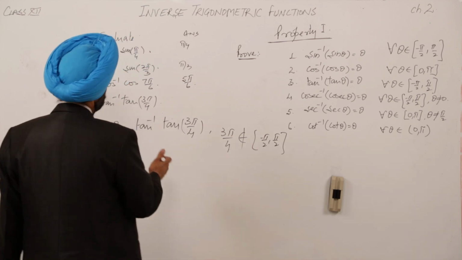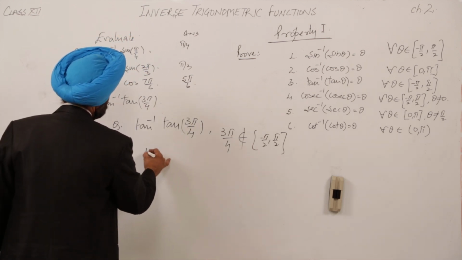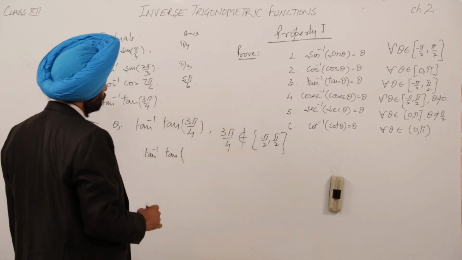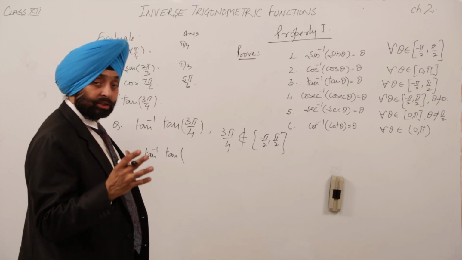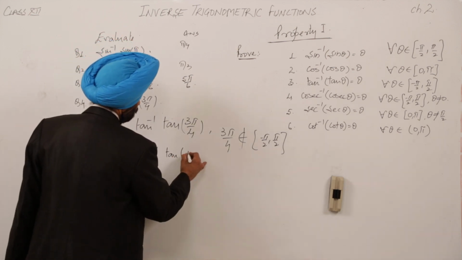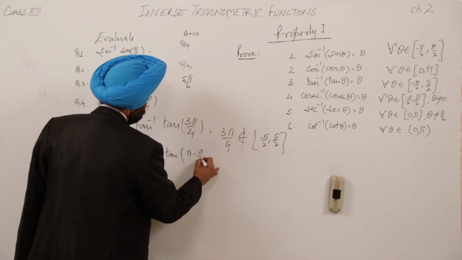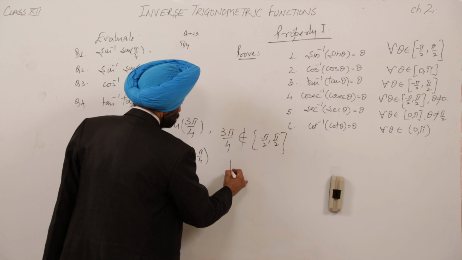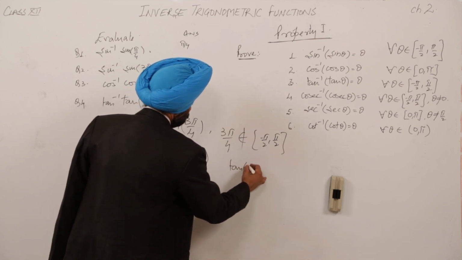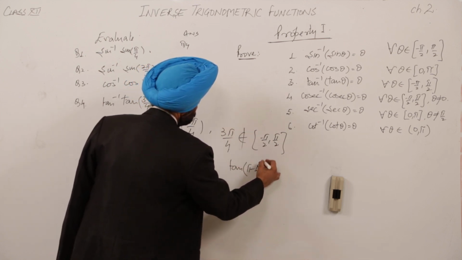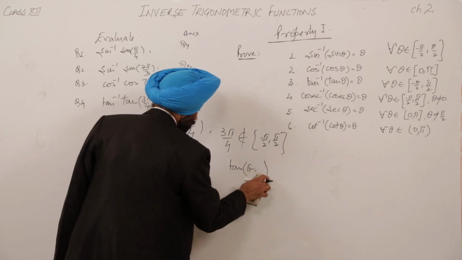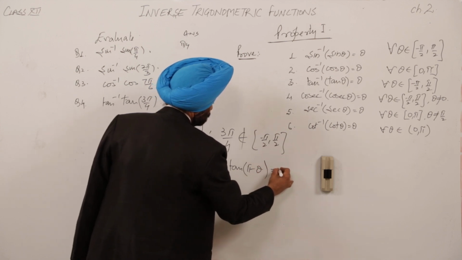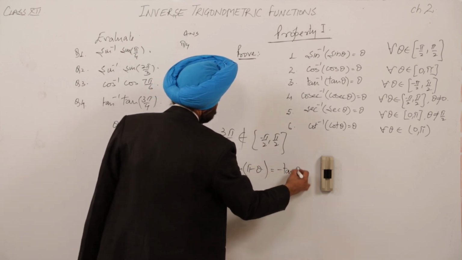So what to do? Tan inverse tan. Now for 3 pi by 4, what can I write? Pi minus pi by 4. Pi minus pi by 4 becomes 3 pi by 4. Now what is the result for tan of pi minus pi by 4? Okay, better to write tan of pi minus theta. What is it? It is minus tan theta.